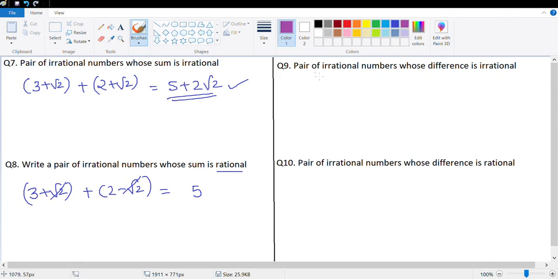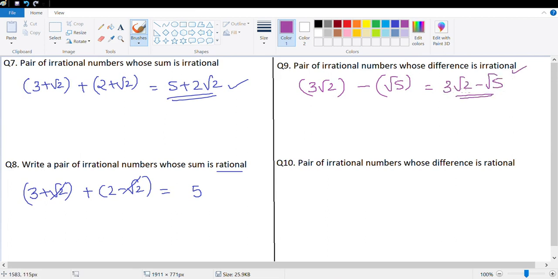Question number 9. A pair of irrational numbers whose difference is irrational, which means 3 root 2, let it be the first irrational number, minus root 5, let it be the second irrational number. The answer is 3 root 2 minus root 5, which is irrational.